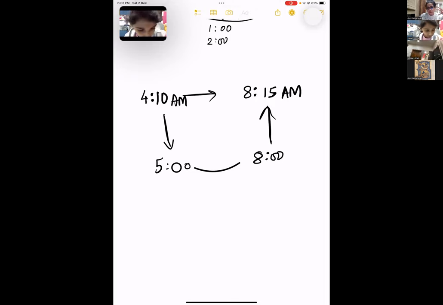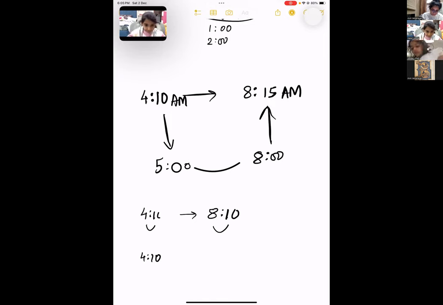Aapne waise kiya hai. Now, do you want to know a shortcut also? Everybody yes, here, Samaira, Hazel, everybody. Now, the shortcut here is, yahan par hai 4:10, okay? Yes. And yes. Now we have 8:10. Now, can I say 8:10 and 4:10 would be like one complete 1 hour, right? Like, yes. 4:10 से 5:10 को 1 hour लगेगा ना?